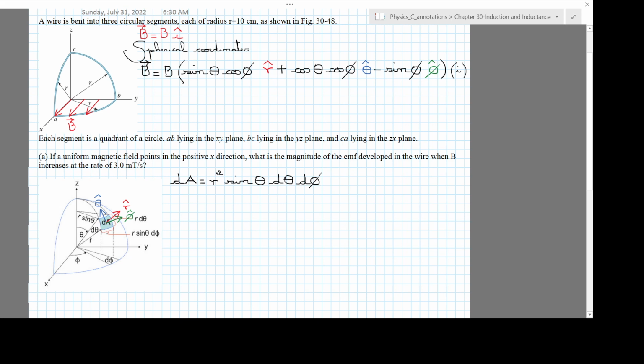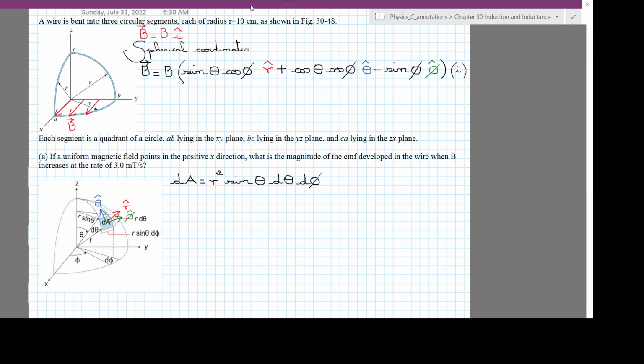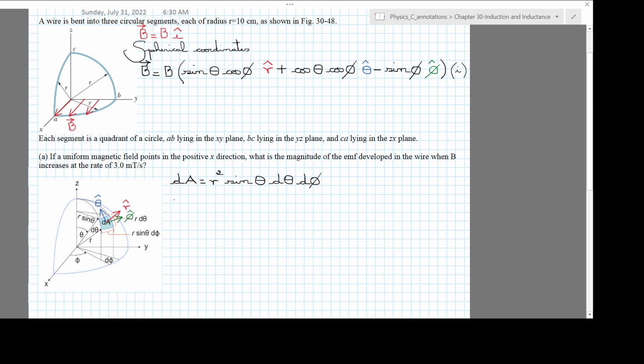And clearly, if you look at the drawing here, the normal vector to this element of area is going to be in the normal direction, which is actually the radial direction, r hat. So if you want to write this infinitesimal element of area as a vector, all you have to do here is include this r hat. So you're going to have the same thing here, and I have here r hat.